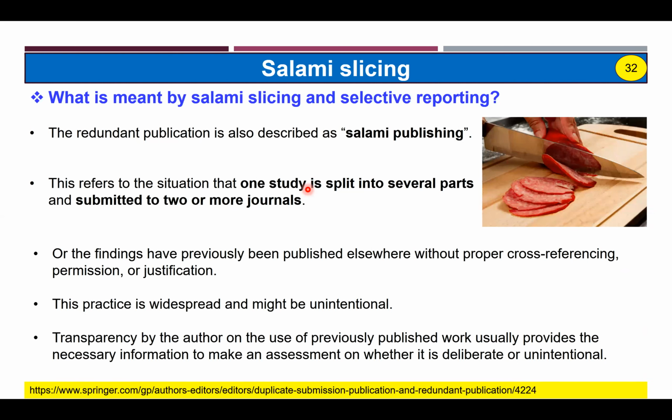Now in this redundant publication, there is another concept called salami slicing. It is pretty similar to redundant publication. Redundant publication is also described as salami publishing, right? It's slicing something. For example, it is a pork, and you cut it down from a big piece into smaller pieces. Similarly here, you have one set of work, and you cut it into several parts and publish them in different journals.